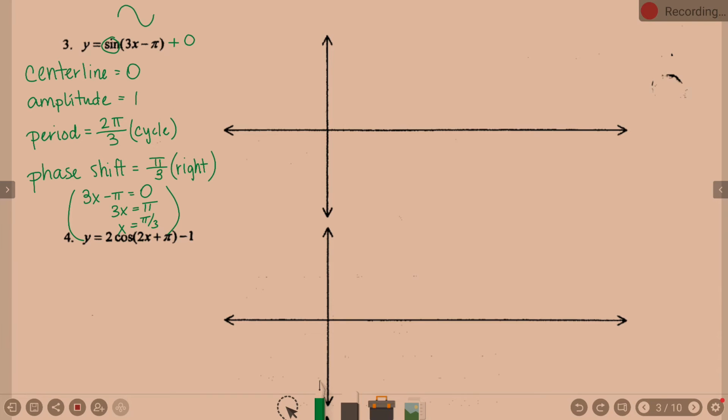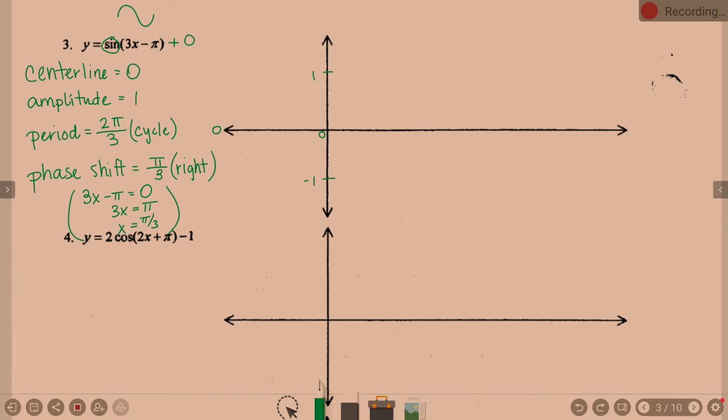Ready to put some marks on the graph? Center line, amplitude, piece of cake, right? Center line is 0. Either mark it here or over here. Amplitude? 1. So I am just counting up 1 and down 1. So really just a traditional sine curve here.